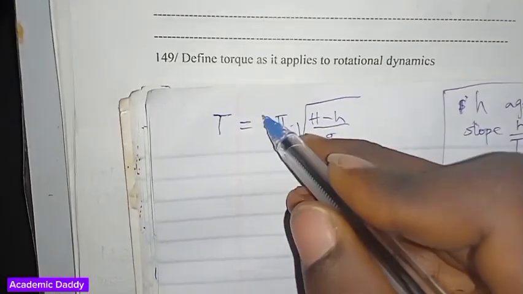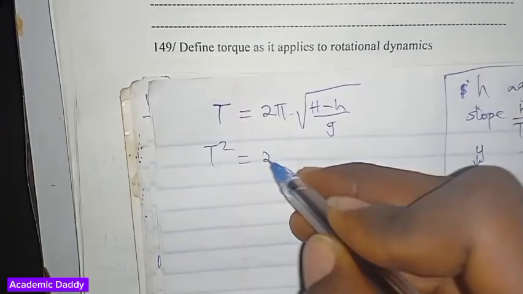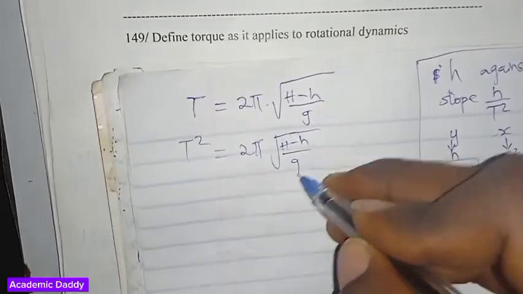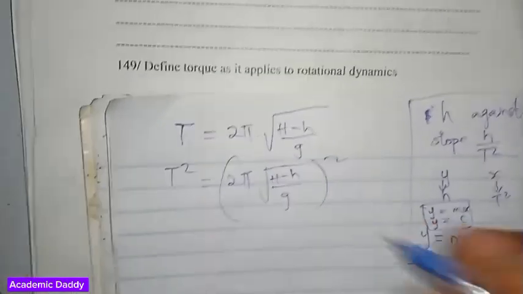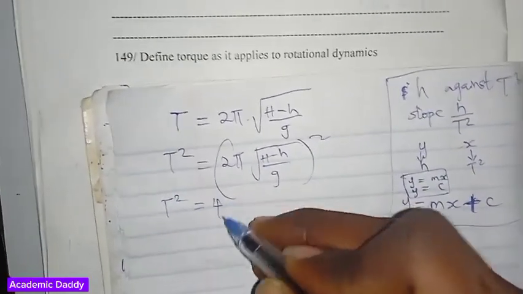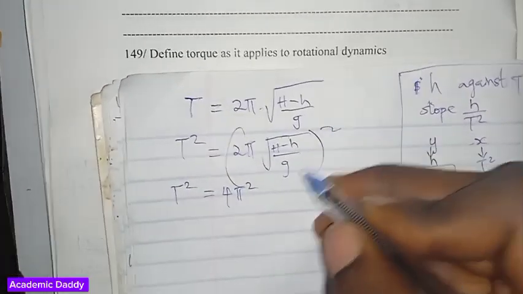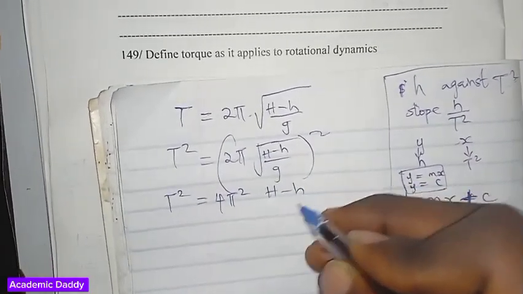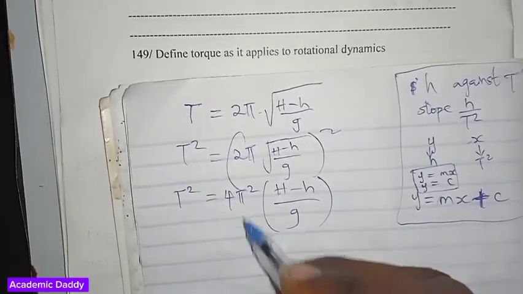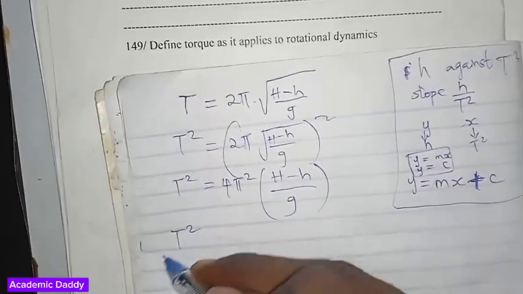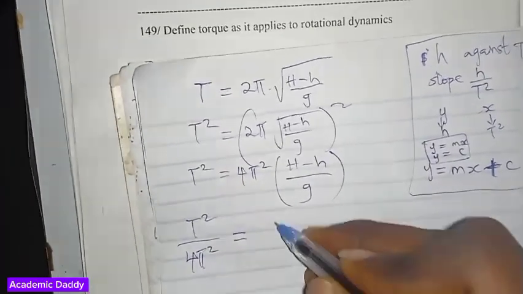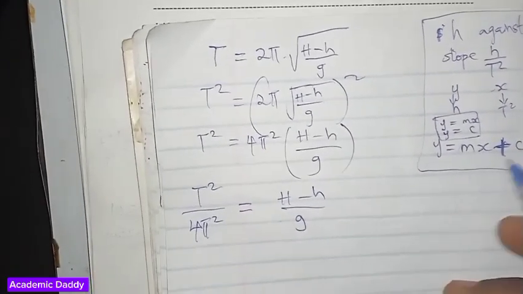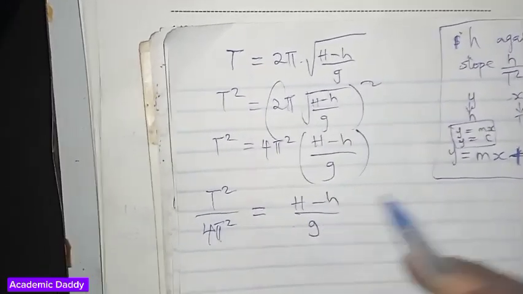So I will say square both sides. If you square both sides, you will now have T squared equals 4π squared, then this will cancel, this will cancel, this will square, so that I have (h minus H) all over g. So I can say divide both sides by 4π squared, so that this becomes T squared over 4π squared is equal to (h minus H) all over g. Remember, my goal is to get my slope. First, to get this to be like the equation of a straight line, then I get my slope.